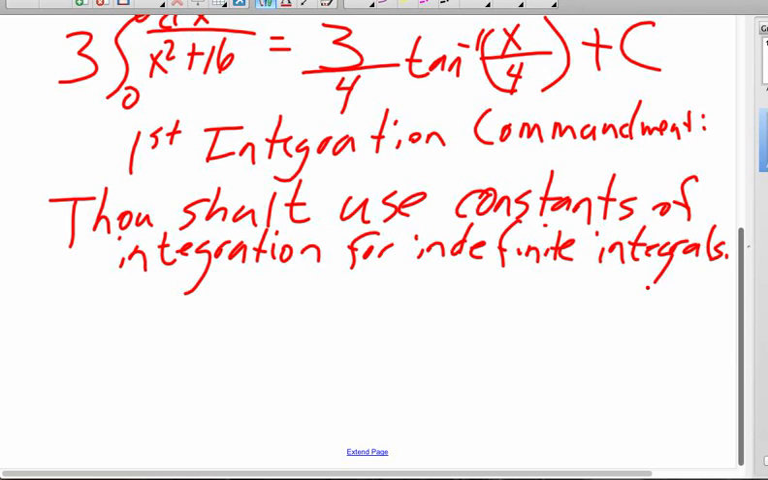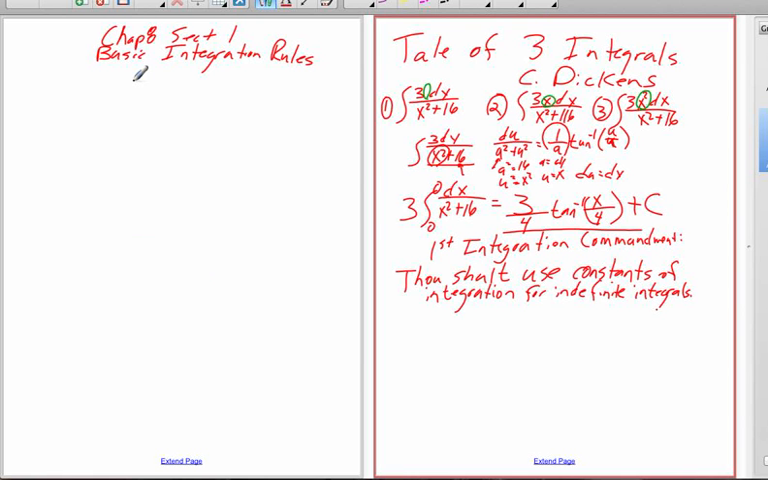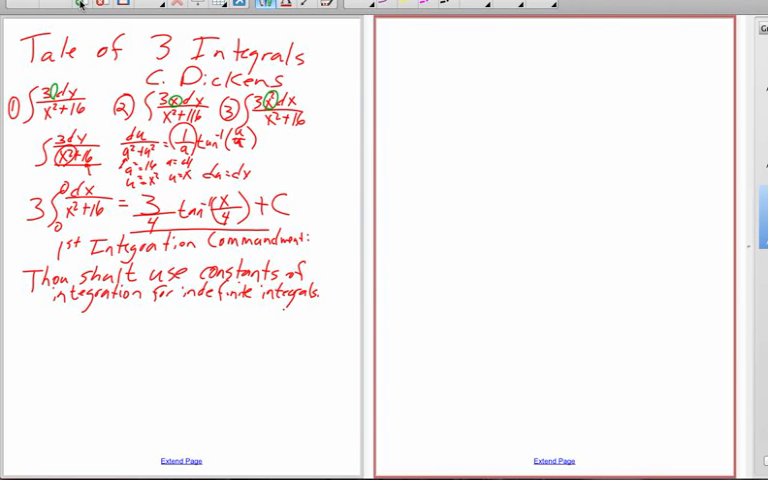Okay, so there's the answer to number 1. Well, that's kind of slick. You say, oh yeah, we've had some of these in the past, we haven't gotten them. You're right, you haven't. So there's number 1. Now let's take a look at number 2. So the first thing I'm going to do, or you should too, is whoop that 3 out of there. So I've got an x dx over x squared plus 16.